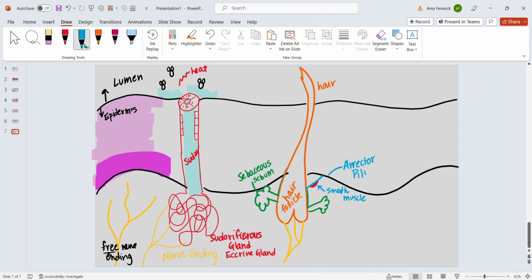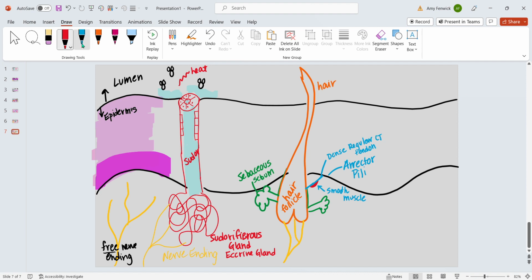The other structure that I've drawn here too is actually a dense regular tendon. So this is dense regular, not dense irregular, connective tissue. And because it's connected to a muscle, it's a tendon. Now most of our tendons connect our muscles to a bone, but this is different here. This tendon just basically anchors the erector pili to the epidermal ridges.